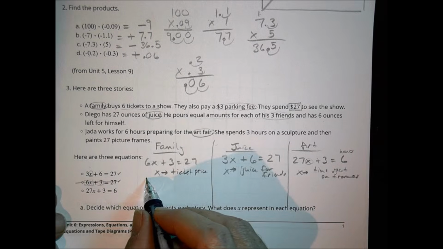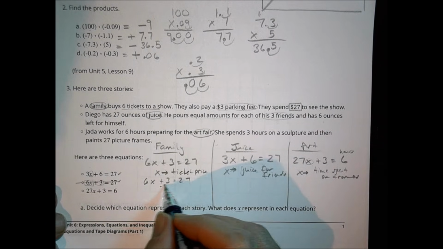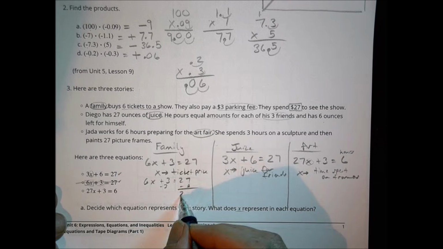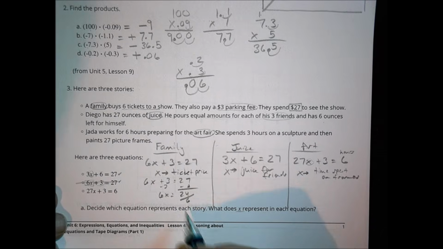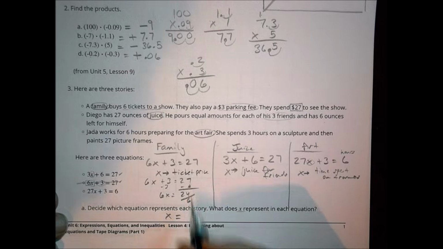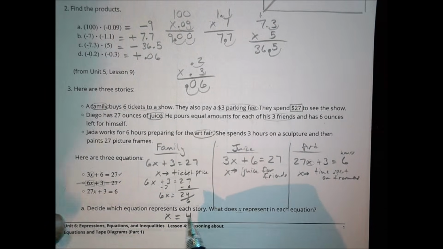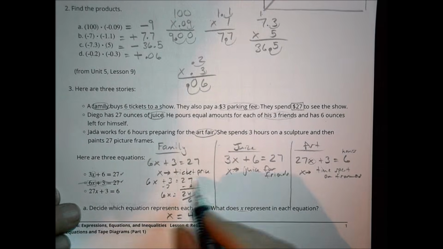So let's look at this. We have 6x plus 3 equals 27. I subtract 3 for 24, so 6x equals 24. When I divide 24 by 6, I end up with x equals 4. So what does that tell me? In this case here, it says the ticket price was going to be $4.